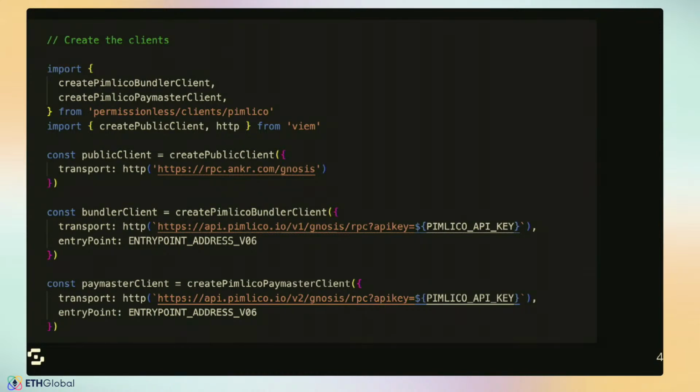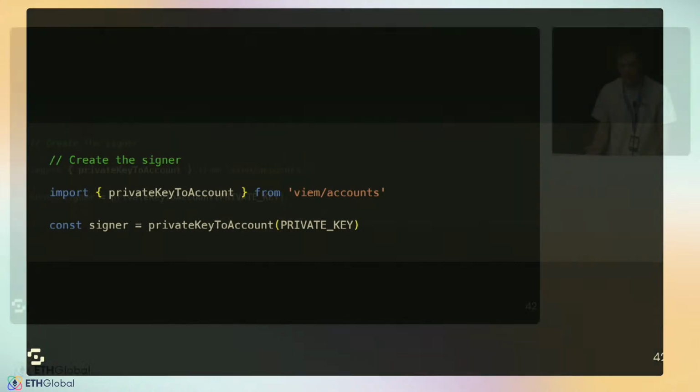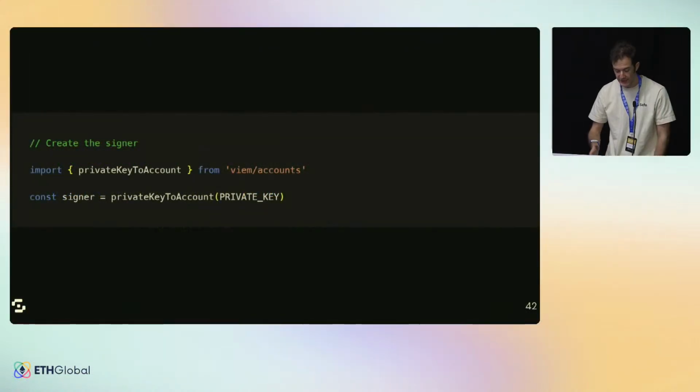So the public client will allow us to query that network, then the bundler client using the API provided by Pimlico and our API key. We can call the API methods related with bundlers, and the same with the paymasters. Once we have all these clients initialized, we can now create a signer or whatever you want to do this, but this is the simplest way. The permissionless JS library is providing a function, private key to account, that will generate a signer, but again, you can use your preferred way.